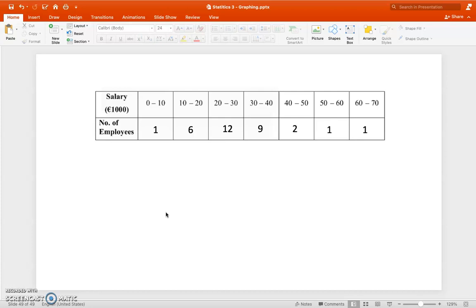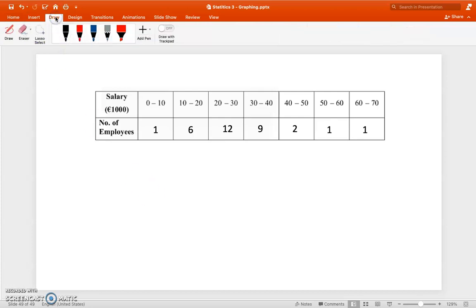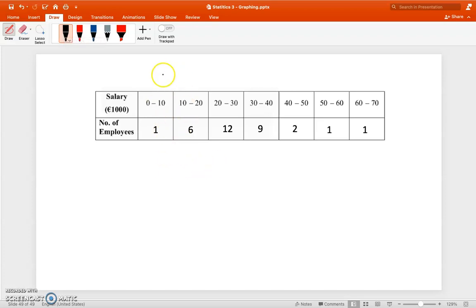So with your mid-interval values, please take note of this, and if you're struggling, really ask me. For the mid-interval values, you have to find the number in the middle of each of these first. So we find the number in the middle of 0 and 10. What you can do is 0 plus 10 divided by 2, which will give me 5.